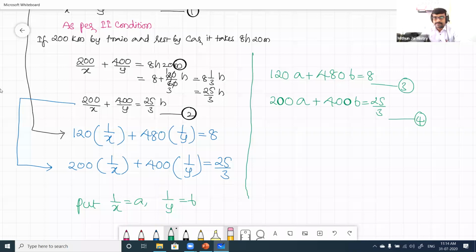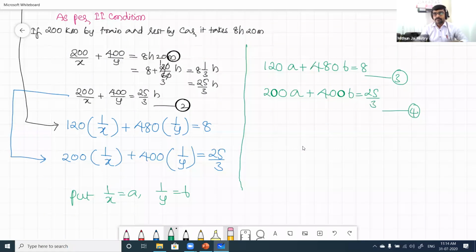Want to see again? See beta, what did I do? In the place of 1 by x, I put A. So here A, this is also A. This is B, this is B. So 120A plus 480B equals 8, and here we got 200A plus 400B equals 25 by 3. Now after this, you need to either eliminate A or eliminate B. After elimination, you will get x and y by the method which we have already done.